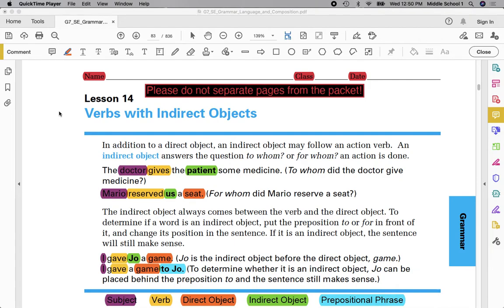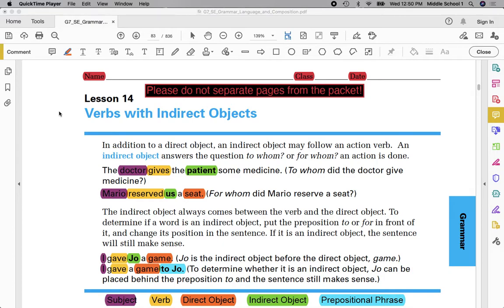Good morning, 7th grade. Today is November 2nd. We continue with our study of verbs. This week, we're going to be taking a look at direct objects, indirect objects, and other linking or predicate words and verbs inside of the sentence.